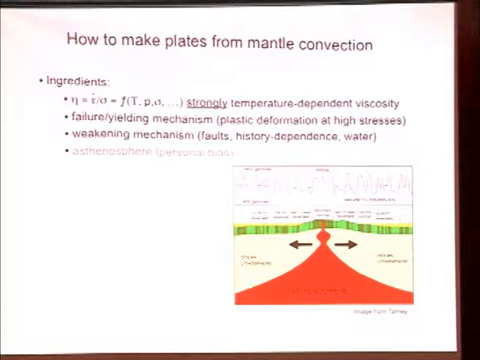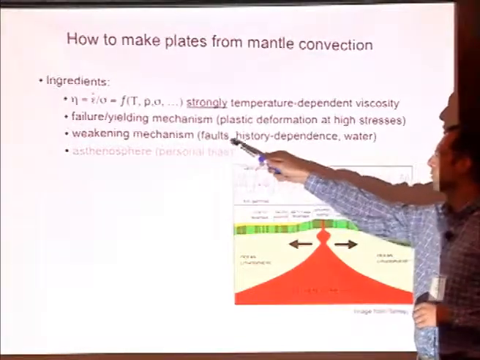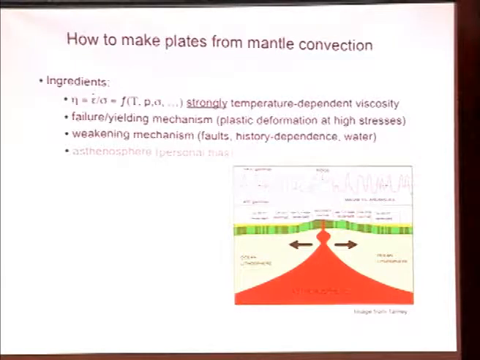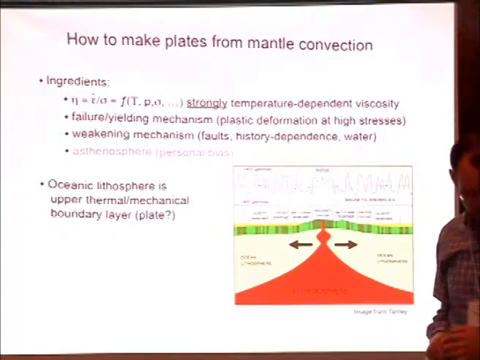There's been some talk over the last couple of days mentioning these: you can have a rheology that depends on faults, or faults that behave differently, there's history dependence, and there's the potential role of water. A personal bias is that the asthenosphere might be important for having plate tectonics. We can come to that.